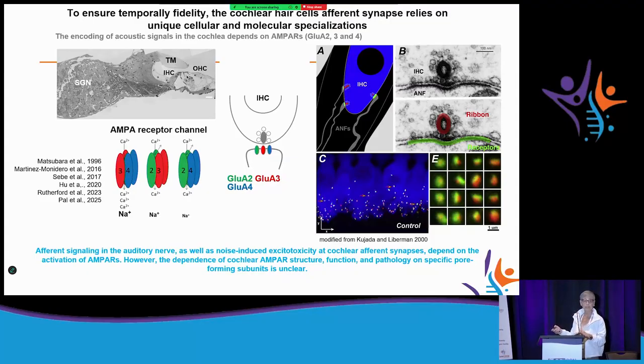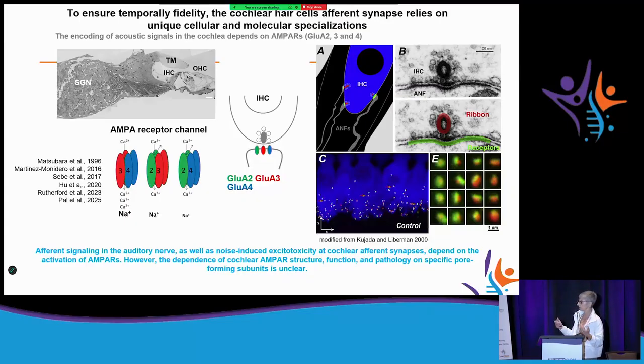It's a ribbon synapse. It's very different to the brain. It looks like the retina. So we have a presynaptic ribbon with the anchor of synaptic vesicles and then a postsynaptic density. This postsynaptic density that appears here in green is the one that contains the GluA2, 3, and 4 AMPA receptors. Many people have used immunofluorescence, and they have pretty much counted synapses in hearing loss.